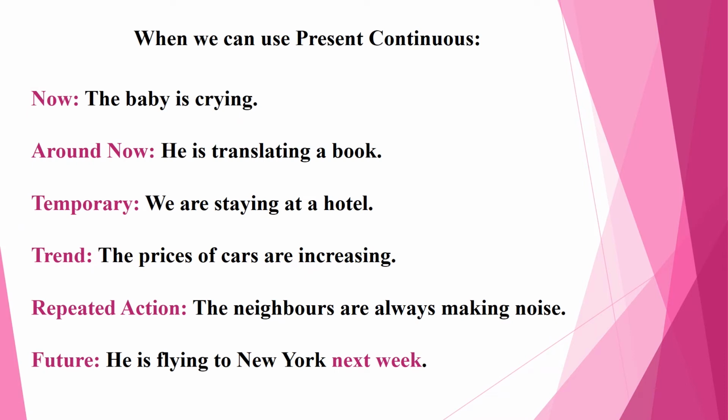When can we use present continuous? As we mentioned before, we can use it for something that is happening right now, like the baby is crying. Sometimes we talk about something that is not happening right at this moment, but it is happening around now, like when we say he is translating a book. It may take a week or a year, we don't know, but it's happening around now.